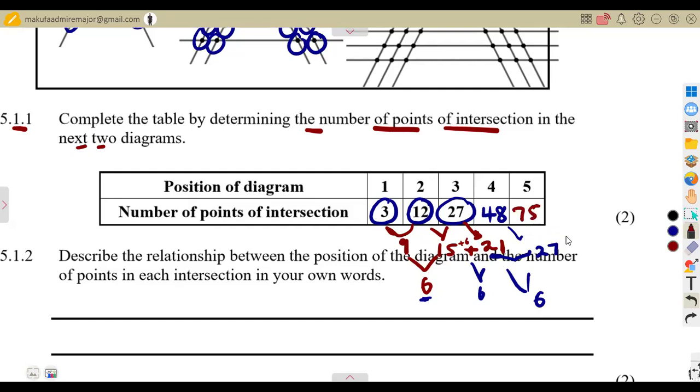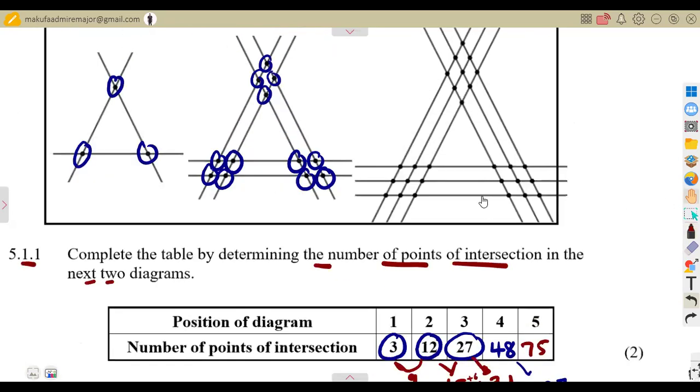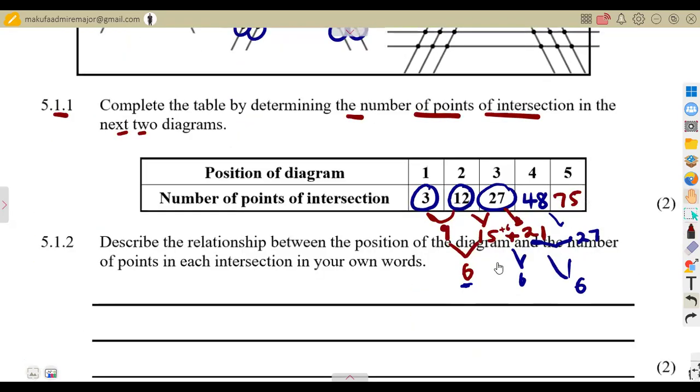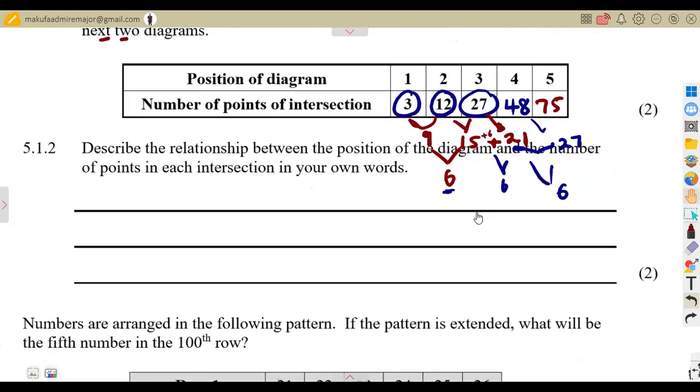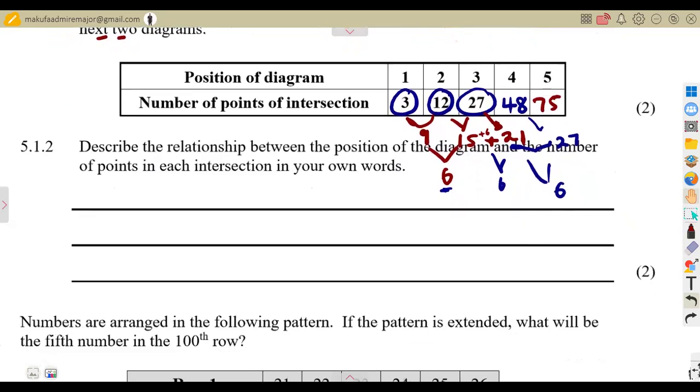So this is how you can play around. This is later explained. We're going to talk about this as a sequence which is considered as a quadratic later on as we move on with our mathematics, as we are in grade 11 and so on. But in this case, it was to study this. You complete by studying what you're given. What is it that is happening on our table? That is how you're supposed to answer this type of question. Then the question was to describe the relationship between the position of the diagram and the number of points of intersection in your words.